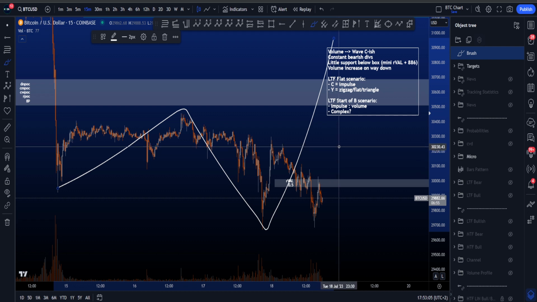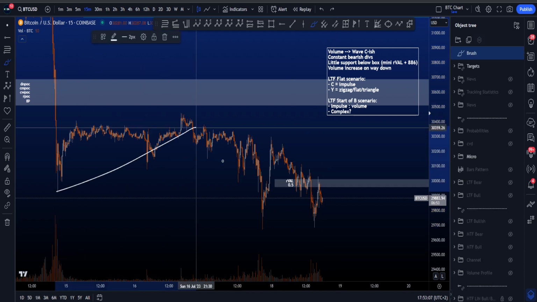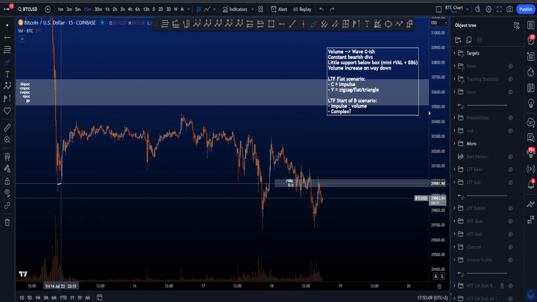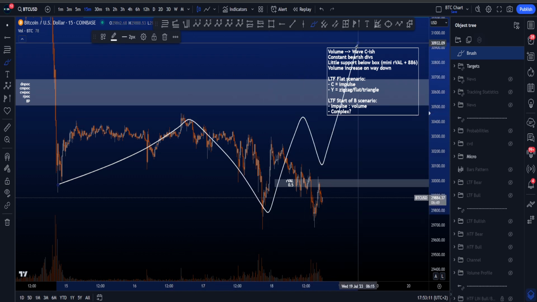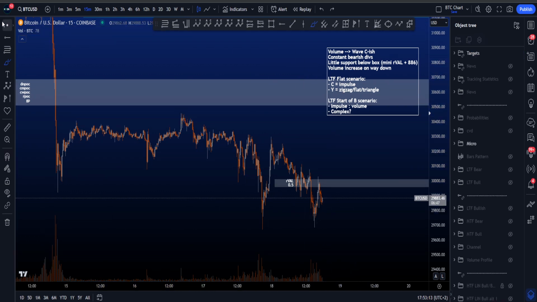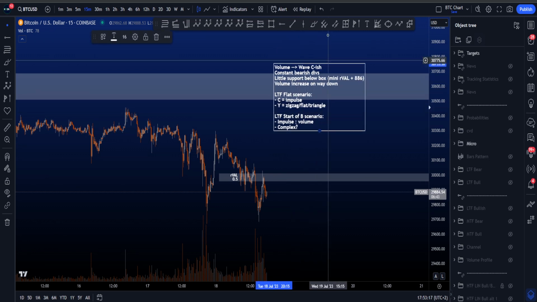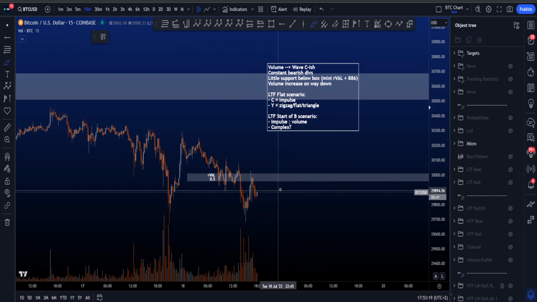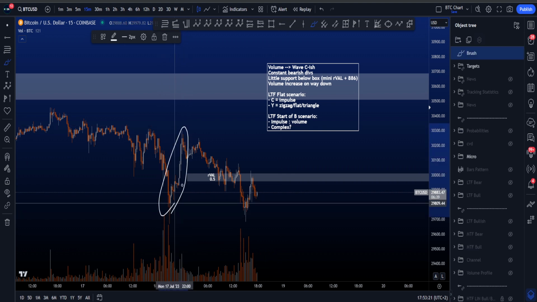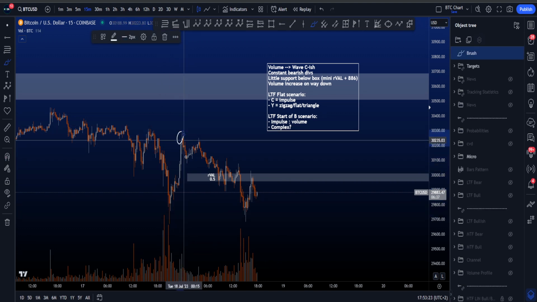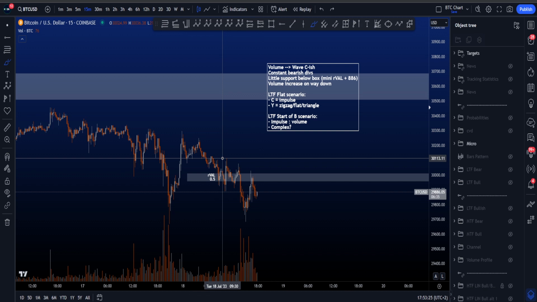Now, if we think about this being a W, X, and then a wave Y, which is a 3, 3, and then a 3-wave structure to the upside, then most commonly in a wave Y, you're going to be looking for either a zigzag, a flat, or a triangle. A zigzag has the same problem as just explained. This has to be a 5-wave structure, but the volume is at the high in then a 5-3-5. So that's not that nice.